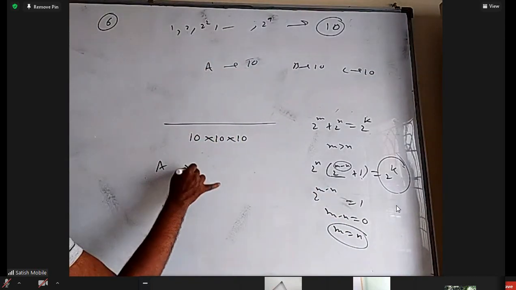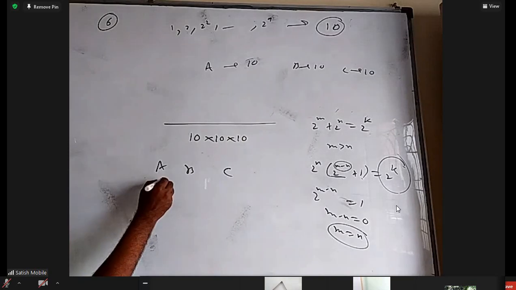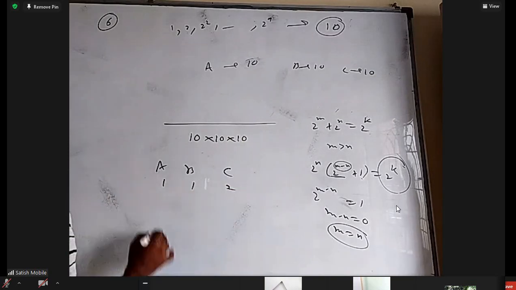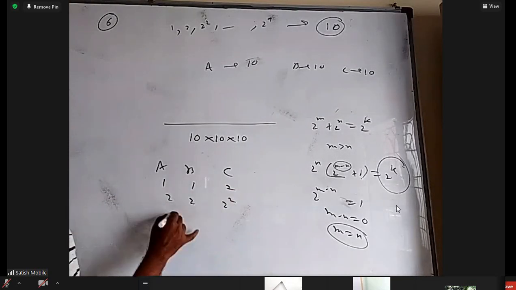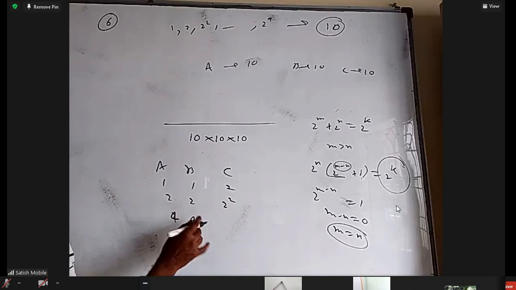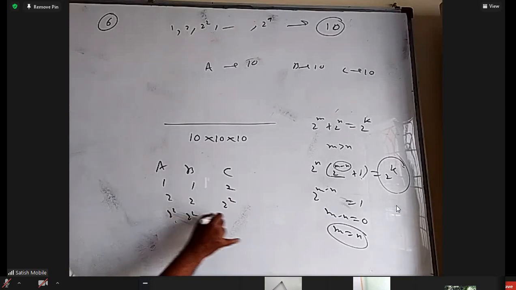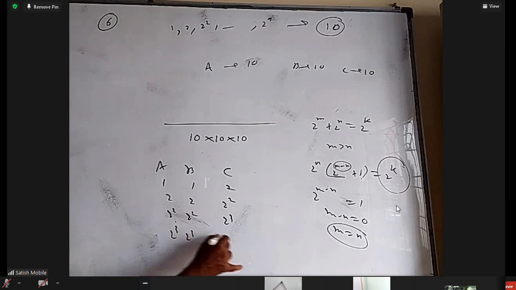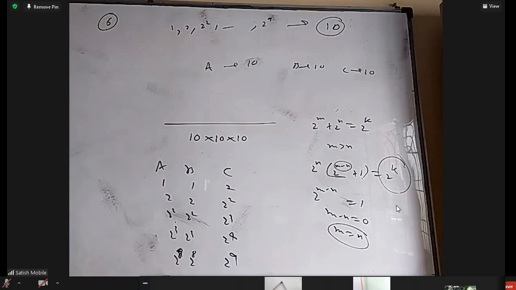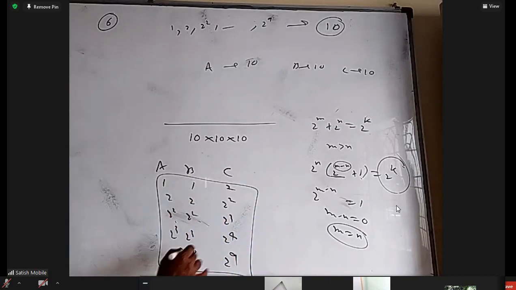What A got, what B got, what C got. If they got 1 here, 1 here, it should be 2. If they got 2 here, 2 here, it should be 2 square. If they got 2 square, this should be 2 cube. If they got 2 cube, it should be 2 power 4. Finally, when it is 2 power 8 and 2 power 8, this should be 2 power 9. These both cannot get 2 power 9 and 2 power 9, because the sum will be 2 power 10. So we got only 9 ways.